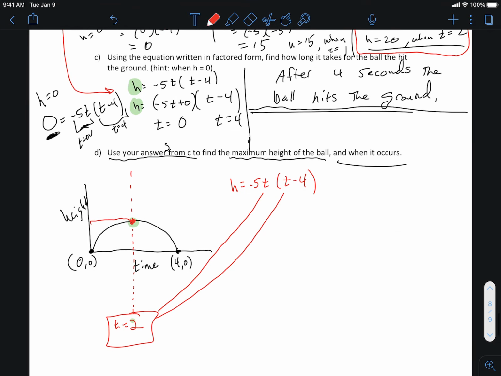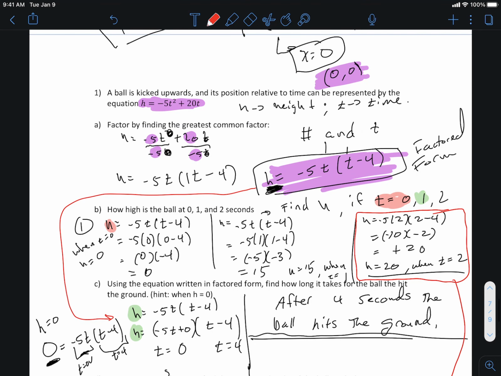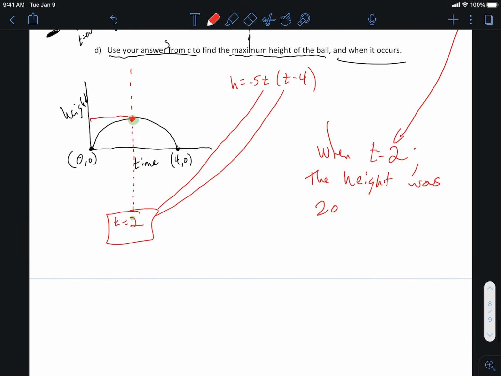So when t equals 2, the height was 20. Did we give a unit? No units. So you can say 20 units.